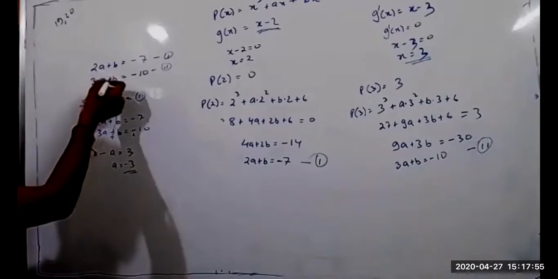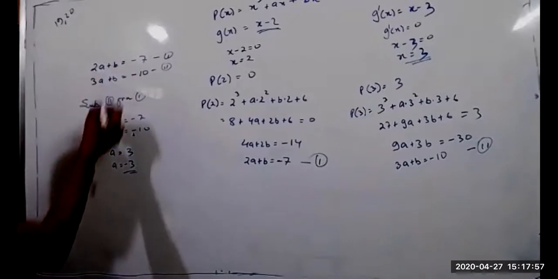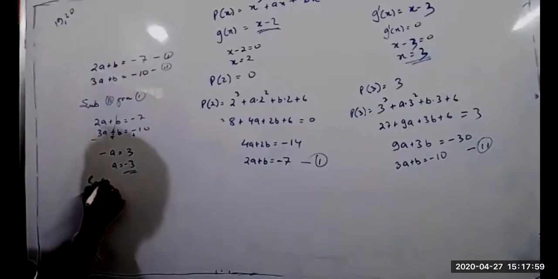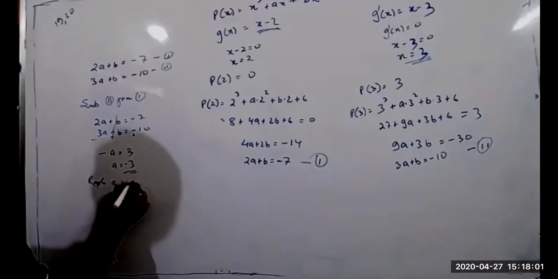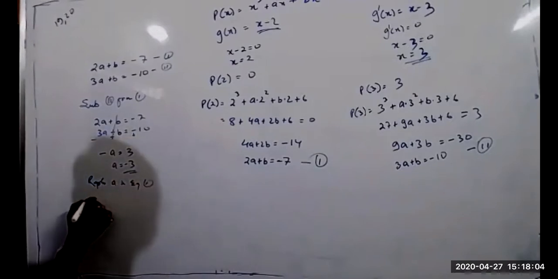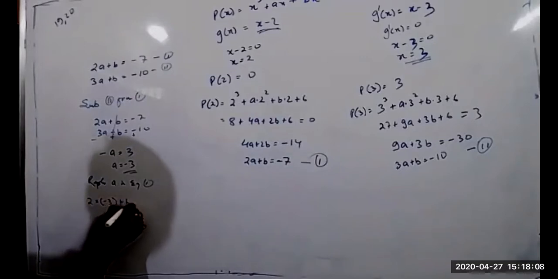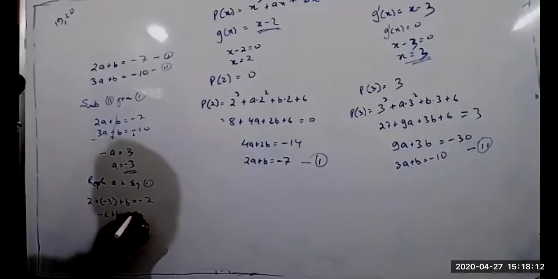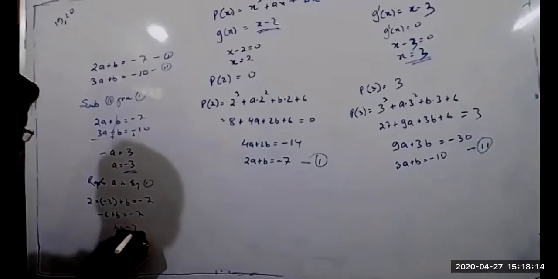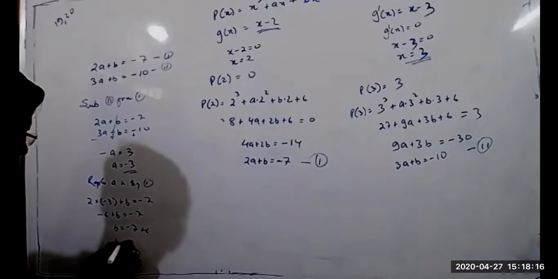Now you have to replace this value of a in either equation. Replacing a in equation 1: 2 into minus 3 plus b equals minus 7. Minus 6 plus b equals minus 7. b equals minus 7 plus 6. b equals minus 1.